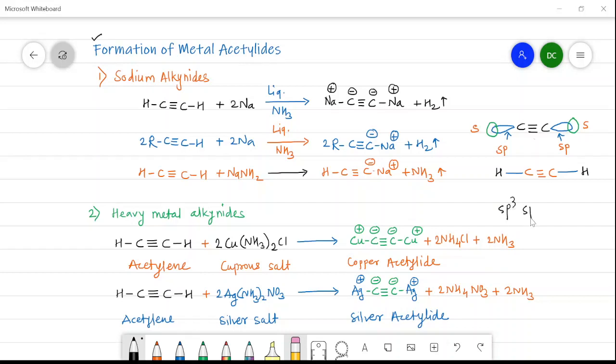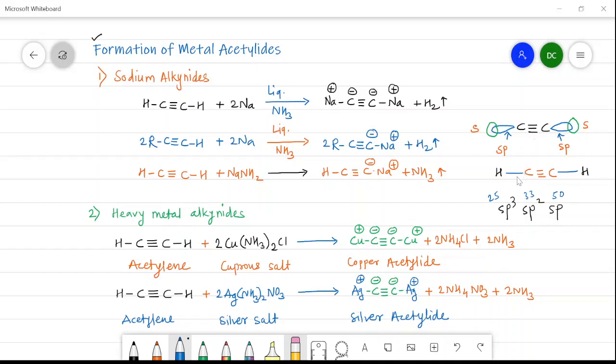Now we know sp3 hybridization, then sp2 hybridization, and sp hybridization. In the case of sp3 hybridization, the percentage of s character is 25. In sp2, the s character is 33%. In sp hybridization, the s character is 50%. Here there is sp hybridization, that's why the s character of these carbons is more.